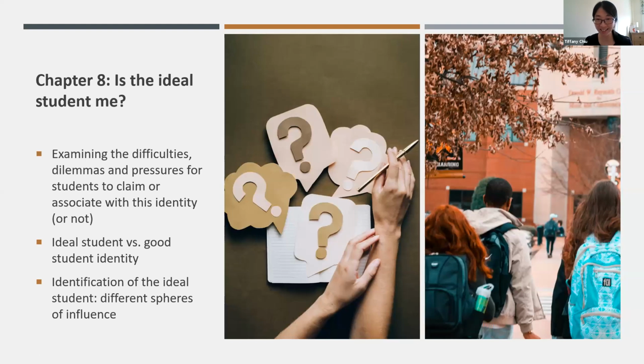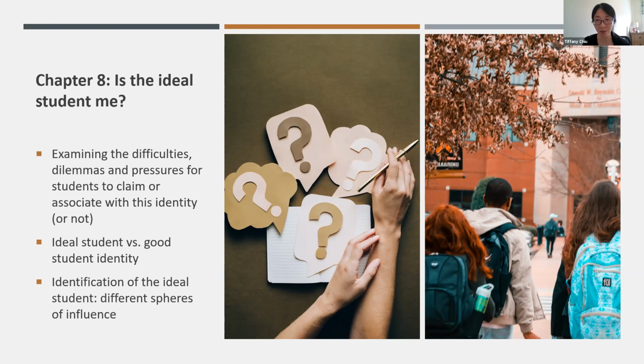Excellent. So in chapter 8, our focus is on being identified as an ideal student, either by students themselves or by others. As indicated by the chapter title, Is the Ideal Student Me? So we examine the difficulties, dilemmas, and the pressures for students to claim or associate with this identity or not. And we begin by comparing the ideal student with a similar but quite different and more intelligible identity of good student, as we aim to further our understanding of student identities in higher education. So we compare how students identify with the good student and the ideal student.